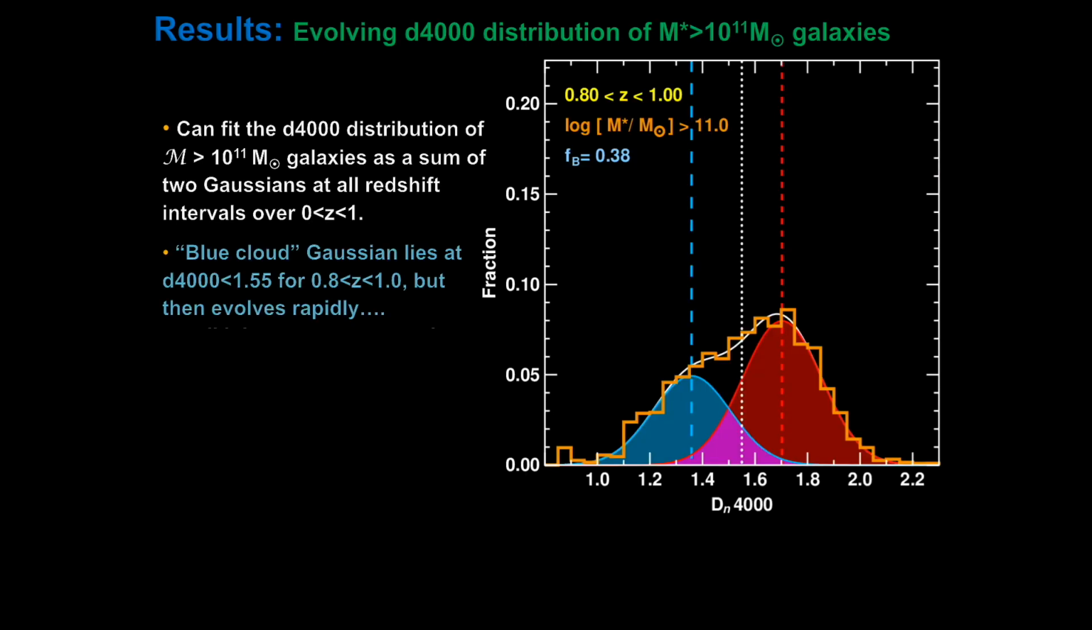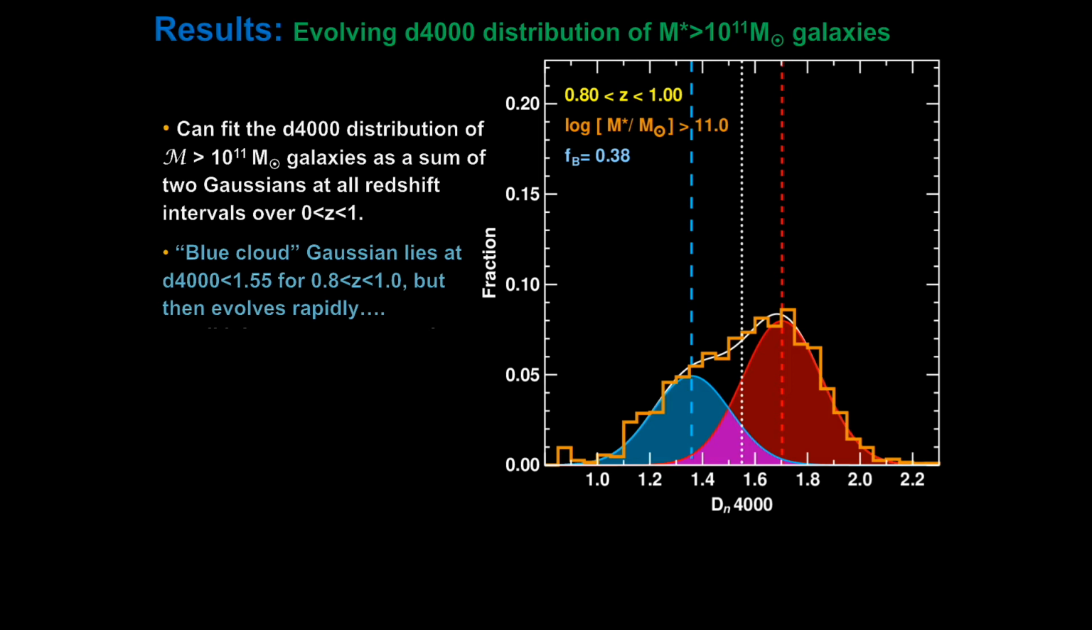In an attempt to understand what happens to these redshift 0.8 massive blue cloud galaxies, we model the D4000 distribution of massive galaxies with stellar masses above 10^11 solar masses as the sum of two Gaussian functions for each of our redshift intervals. In the first interval, covering redshifts between 0.8 and 1, we see that the D4000 distribution is well described by the double Gaussian model, as shown by the white curve.